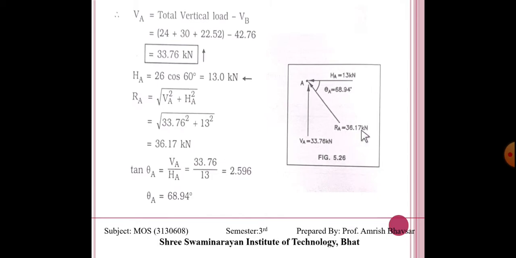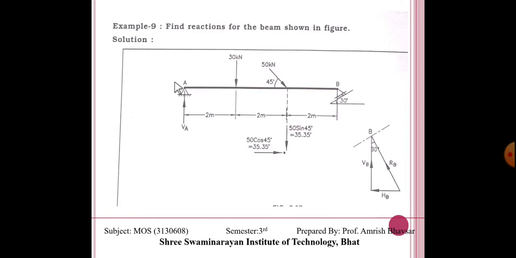It is 36.17 kilonewton. Now we have to find out the angle between them. So tan theta A is equal to VA upon HA. So we will get theta is equal to 68.94 over here. So this is our diagram of resultant reaction at support A due to two reactions, horizontal and vertical. Clear? So whenever we have this kind of case, we have to find out the resultant reaction of that.